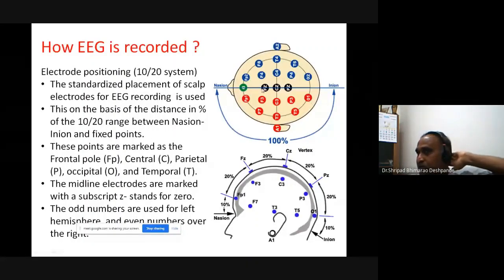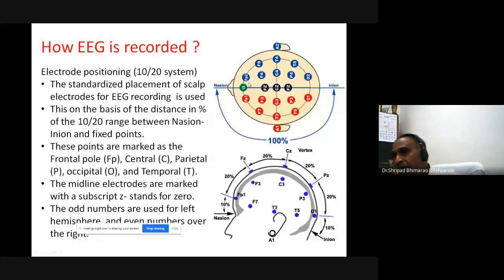This is inion, and between this inion and nasion there is 100%. That's what we record, the position of the electrodes, what is called a 10-20 system. Now we have here one electrode, the red ones are the left side, and the blue ones are the right side. So that means there is already a configuration.